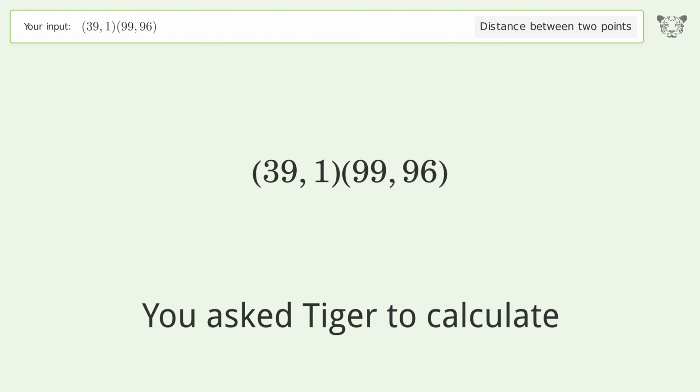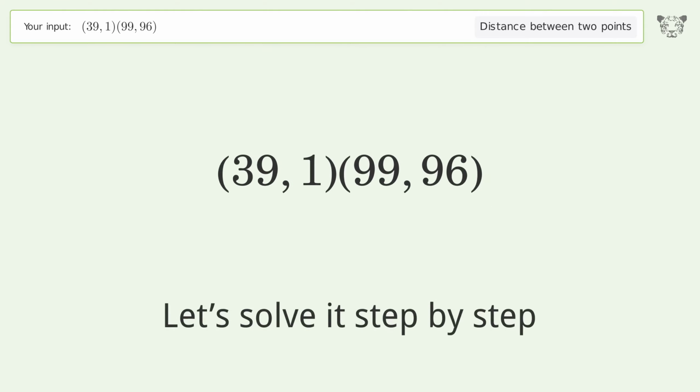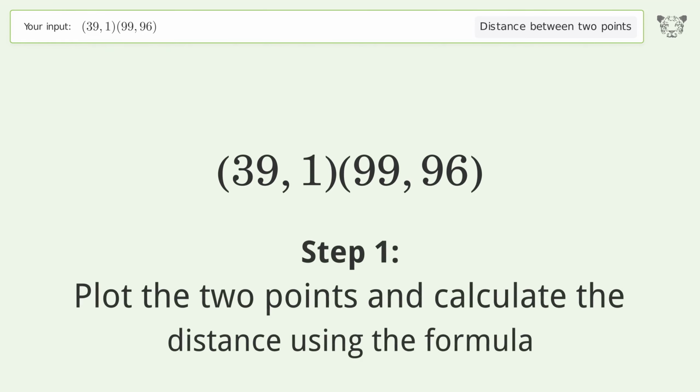You ask Tiger to calculate. This deals with the distance between 2 points. The distance between the 2 points is the square root of 12,625, or 112.361. Let's solve it step by step. Plot the 2 points and calculate the distance using the formula.